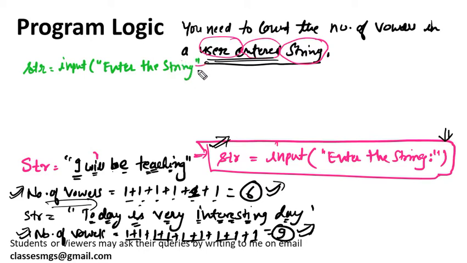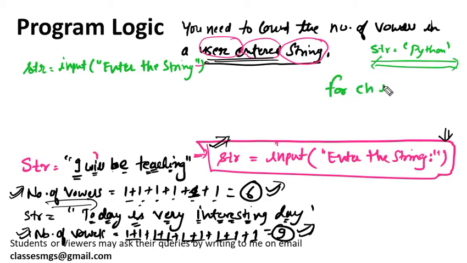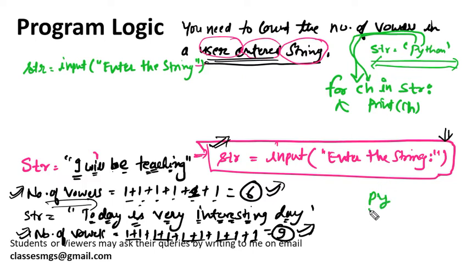And then what you are going to do, you know how to traverse or print each character of the string. Let's suppose the string is Python. If you want to print each character of the string using a for loop, you generally do this: for ch in, then you pass the string. This will fetch the first p from the string and then print the p here. Then again this loop will execute, fetch the y from the string and print it, and this will be printed in the new line.